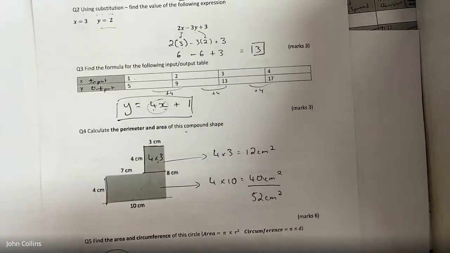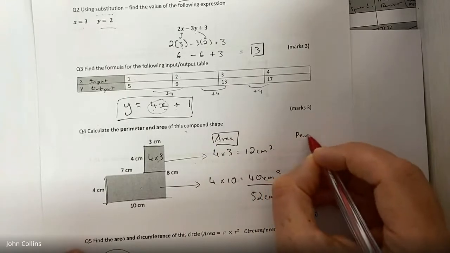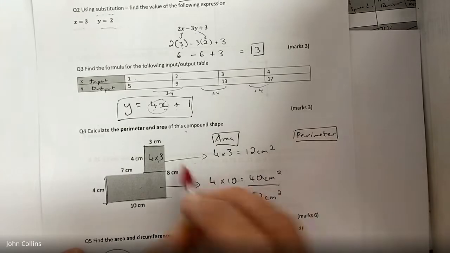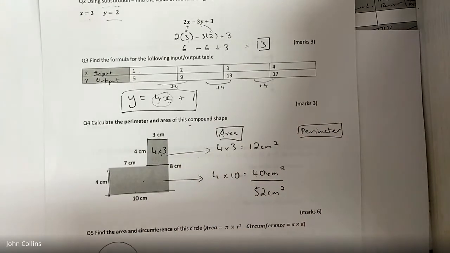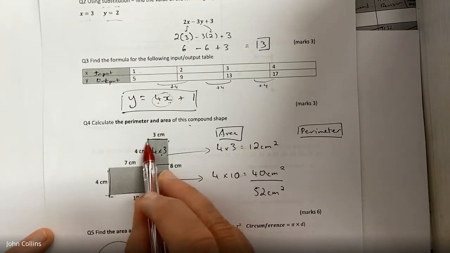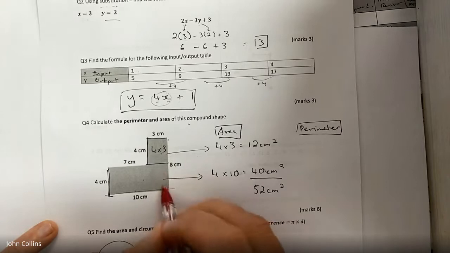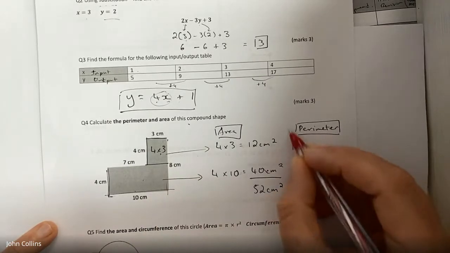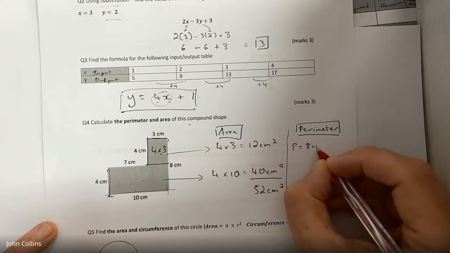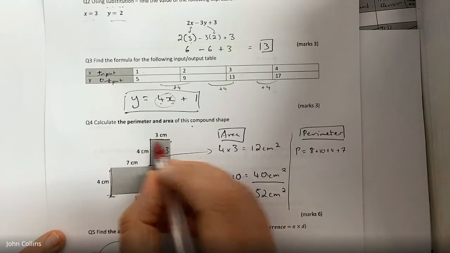That's the area, sorry. I also need to get the perimeter. Hopefully you didn't forget, like I almost did. The perimeter is defined as the total distance around the outside of the shape. So I'd have to add all these distances around the outside of the shape. There is a quickish way, but we'll just literally add all the distances. I'll say P for perimeter is 8 plus 10 plus 4 plus 7 plus 4 plus 3.